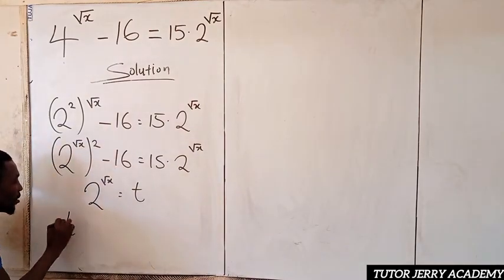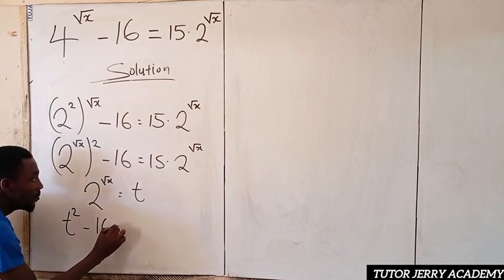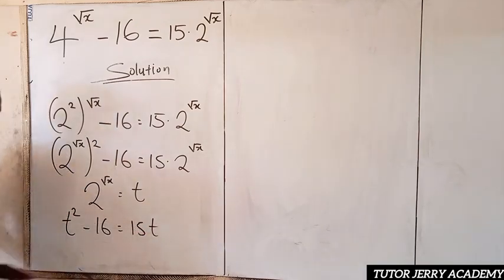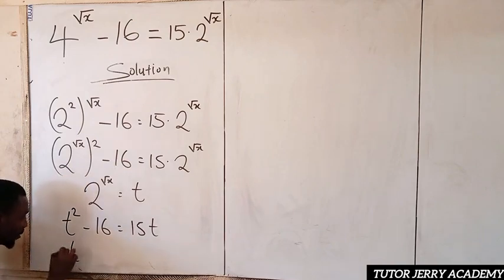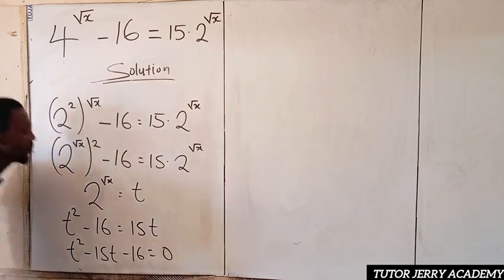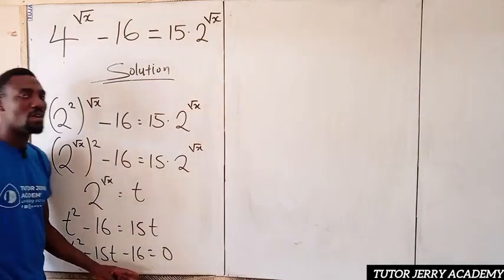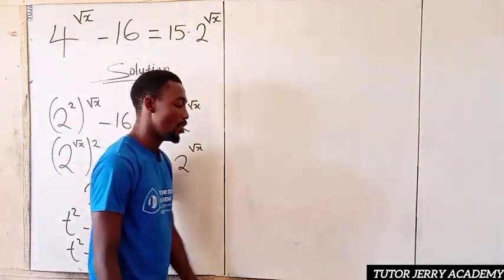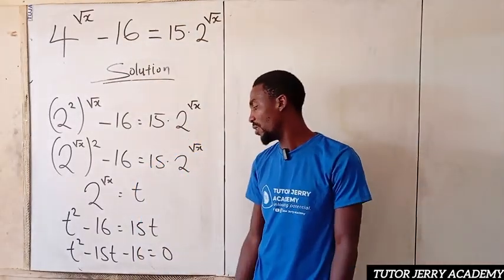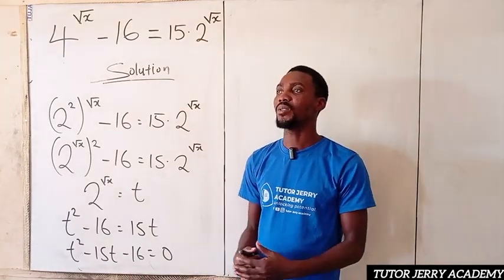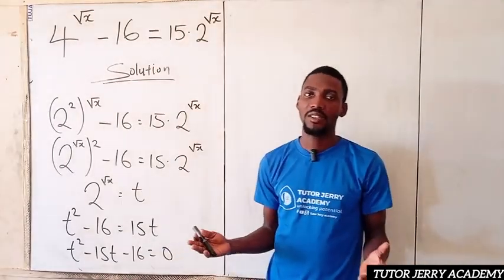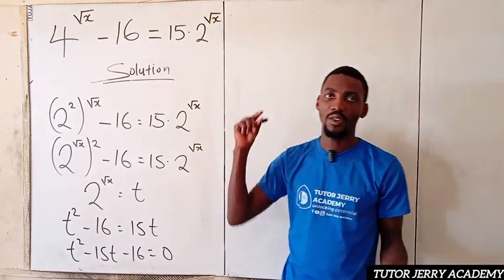So we are going to have t squared minus 16 equals 15t. If we rearrange this, we have t squared minus 15t minus 16 equals 0. And you will agree with me that this is nothing but a quadratic equation. So we are going to think of two numbers that multiply together to give us negative 16, and when added together give us negative 15. So the numbers are negative 16 and 1.